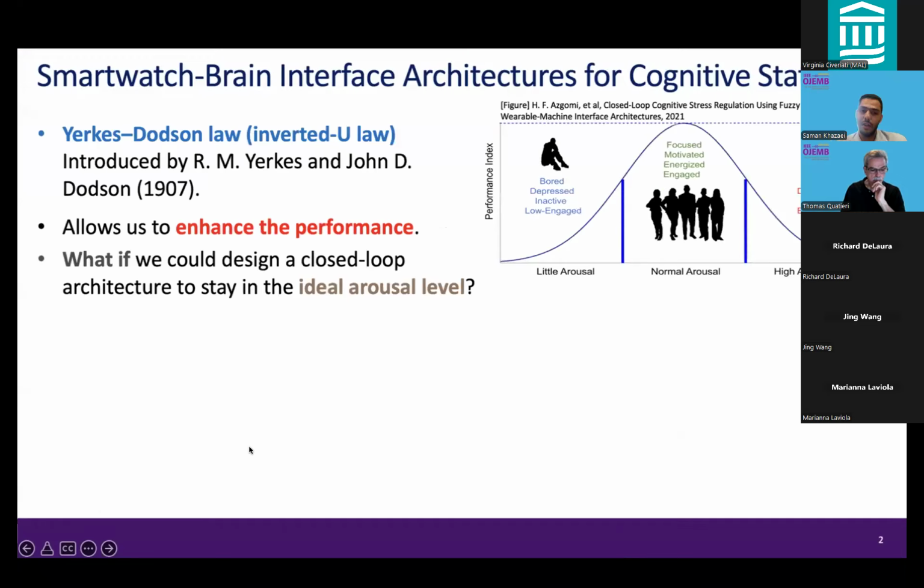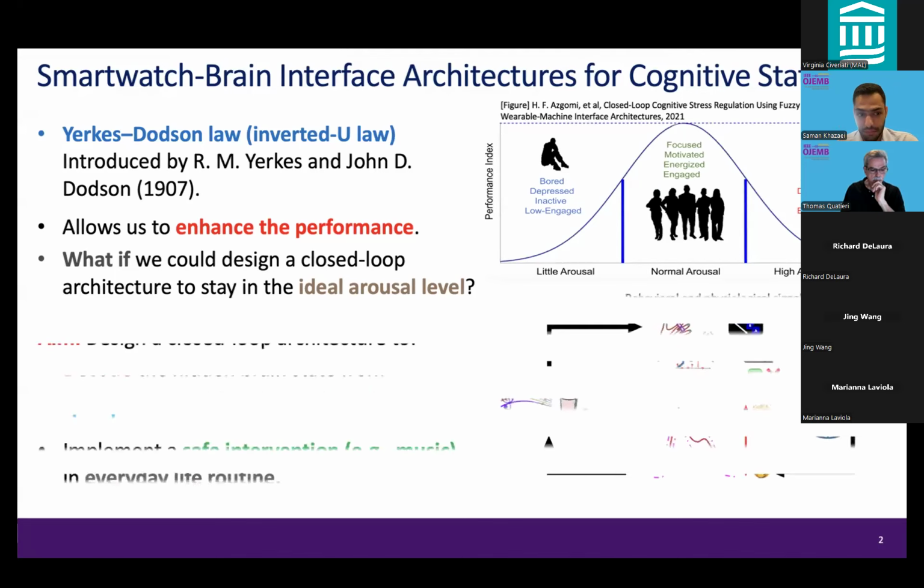There is this famous law in psychology called the Yerkes-Dodson law, which notes that a moderate range of arousal can result in maximized performance, which would allow us to enhance performance within our everyday life routine. And then we can come up with this question: what if we could design a closed-loop architecture to let us stay in that ideal region and level of arousal within our everyday life routine?